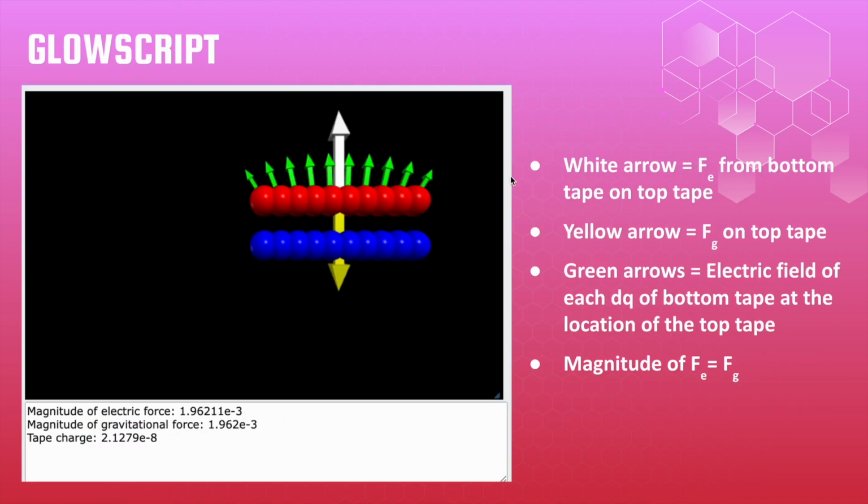This is what my GlowScript code looked like when I ran it. The white arrow equals the electric force from bottom tape on top tape, the yellow arrow is the force of gravity on the top tape, the green arrows are the electric field of each dQ of bottom tape at the location of the top tape, and the magnitude of the electric force equals gravitational force. And you can see down here that the magnitudes are equal, and the electric force I calculated had the estimated value of my tape charge right here.